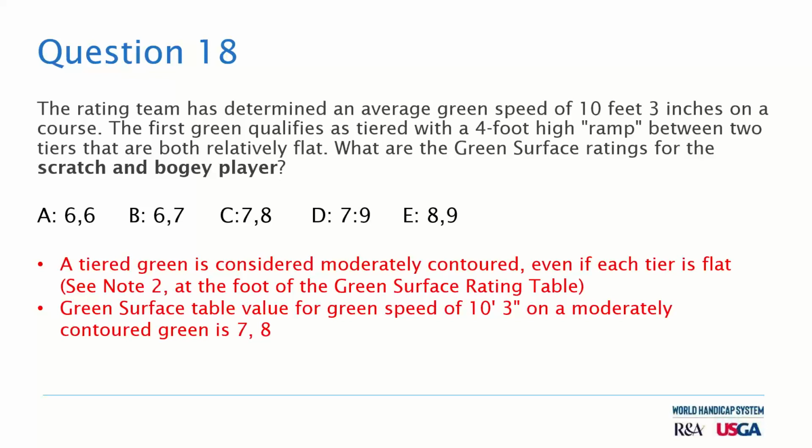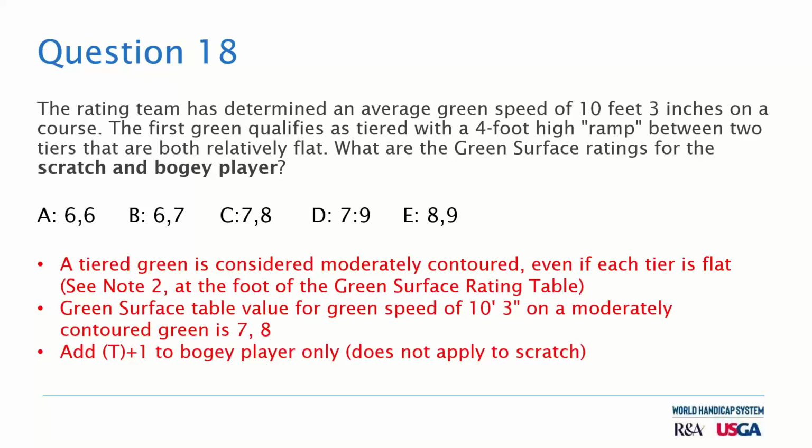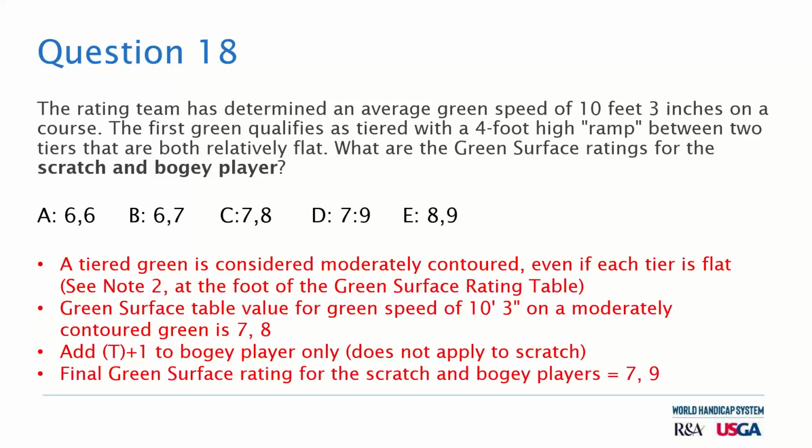And for those who are new, that 7 within the table is the scratch value, and then in the parentheses is what our bogey value will be, if you're a newer rater and aren't sure why those parentheses are within the table. What we're going to do is add a T plus 1 to the bogey player only, as a tiered green surface only applies to the bogey player and not scratch. The final green surface rating is the 7 based off the table for the scratch player and 9 based on the 8 table value plus the T adjustment for the bogey player. So final answer for that one is letter D, 7 and 9.